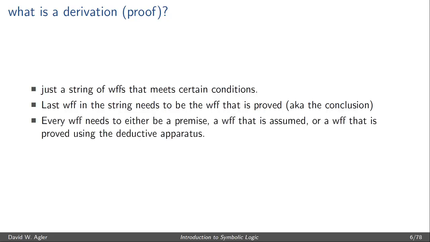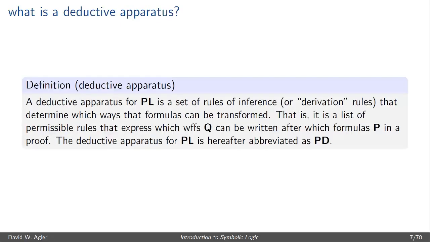The second condition is that every well-formed formula has to be justified in a way. If it's in that string of formulas, it needs to either be a premise, something that we just take to be true, or an assumption, something that we're just going to assume to be the case, or that well-formed formula is justified or legitimized in virtue of the deductive apparatus. Now, we haven't talked about the deductive apparatus, and we'll make that clear in a moment, but the key thing here is that the deductive apparatus allows for certain formulas to be in the string. So what is this deductive apparatus?